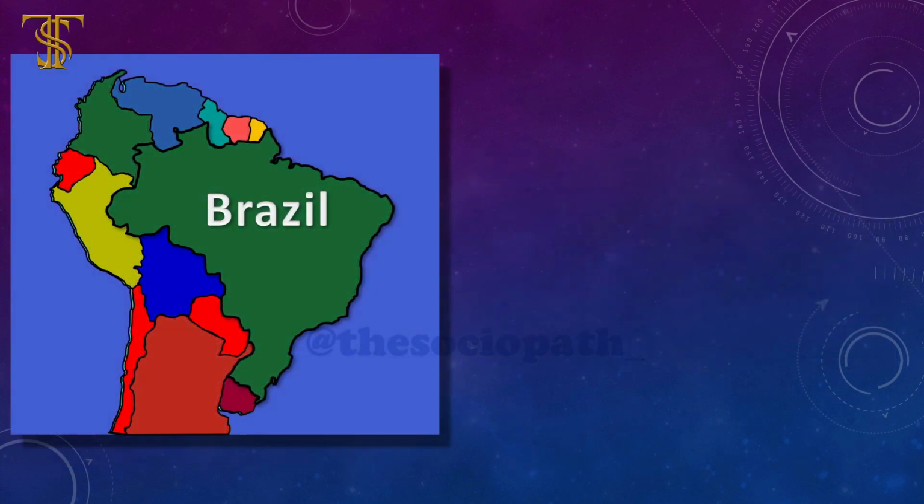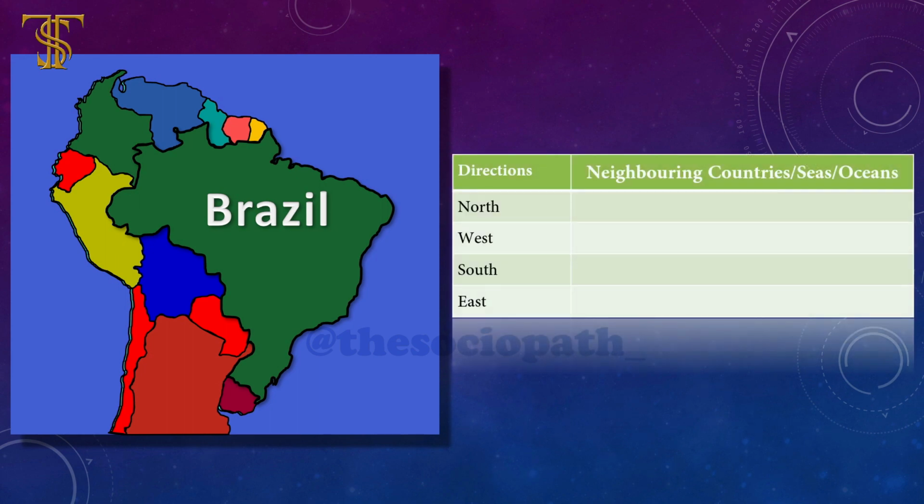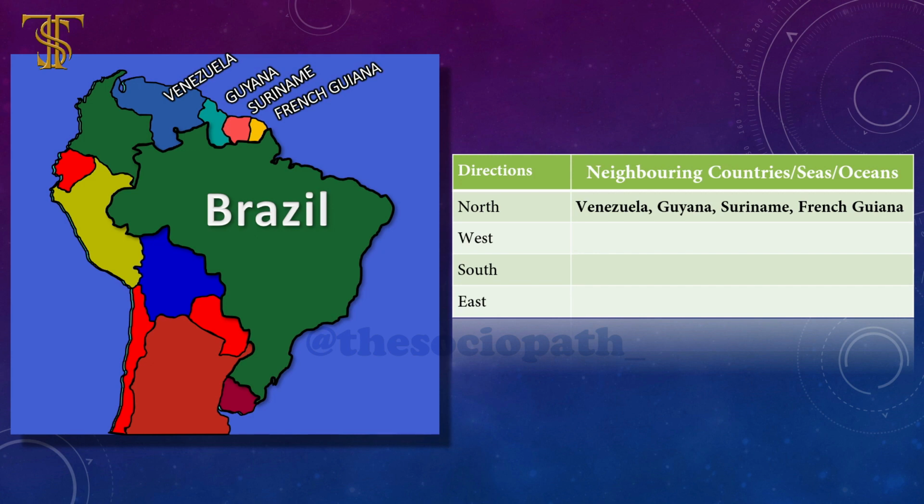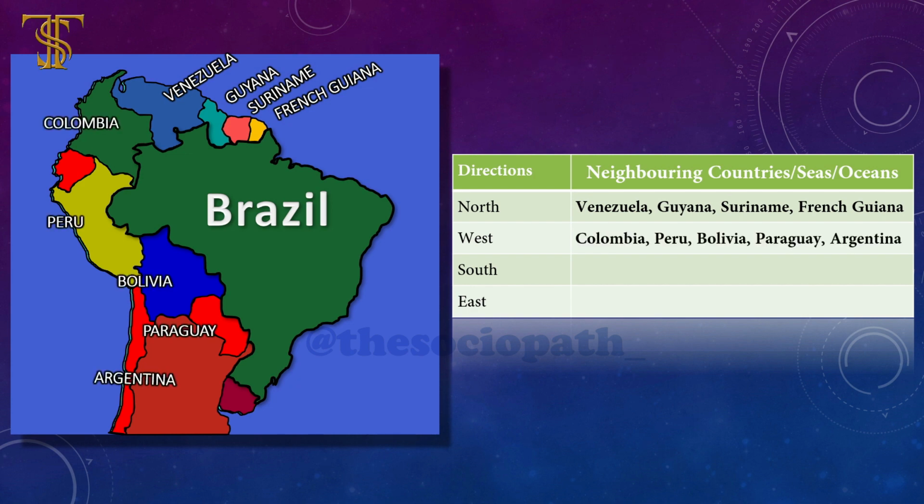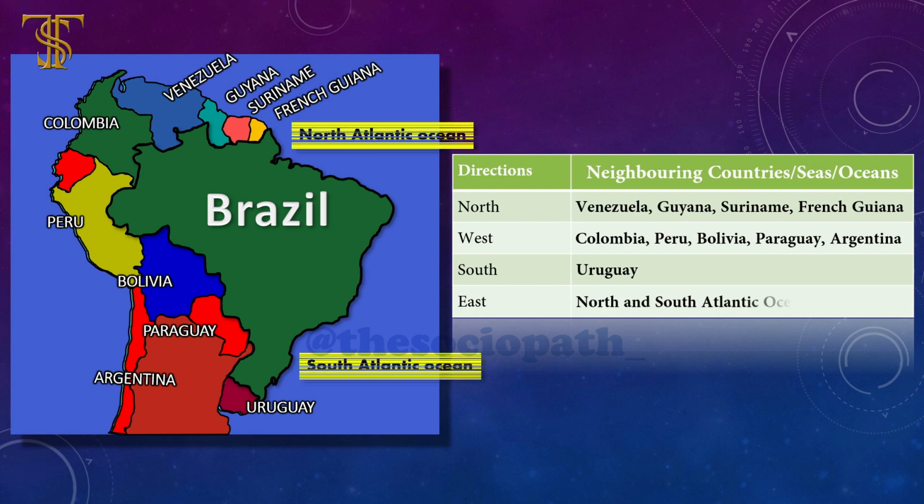Next, let's see Brazil. The neighboring countries, sea or oceans. Towards the north, we have Venezuela, Guyana, Suriname and French Guyana. Towards the west, we have Colombia, Peru, Bolivia, Paraguay and Argentina. Towards the south, we have Uruguay. And towards the east, we do not have any country, but we have the North and the South Atlantic Ocean.